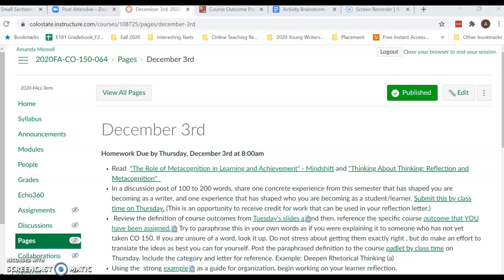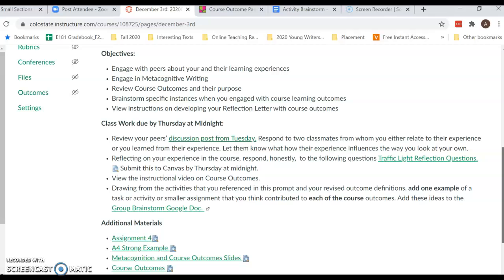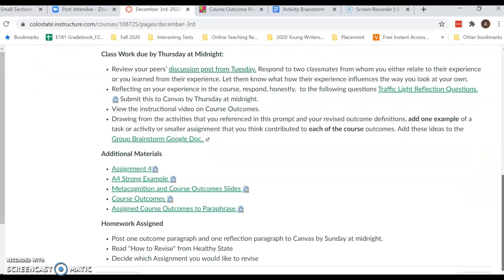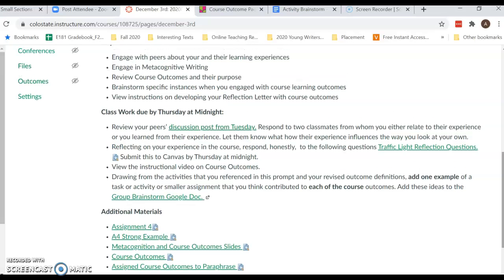And I have pulled up here the December 3rd page in modules, which details everything that was due for today, as well as our objectives, the classwork that you'll need to complete by Thursday at midnight, and some additional materials as well as your homework for next time. So just to kind of talk you through the actual classwork, as I think that getting a sense of how all of these things fit will be helpful. All of these tasks kind of tie into your A4.